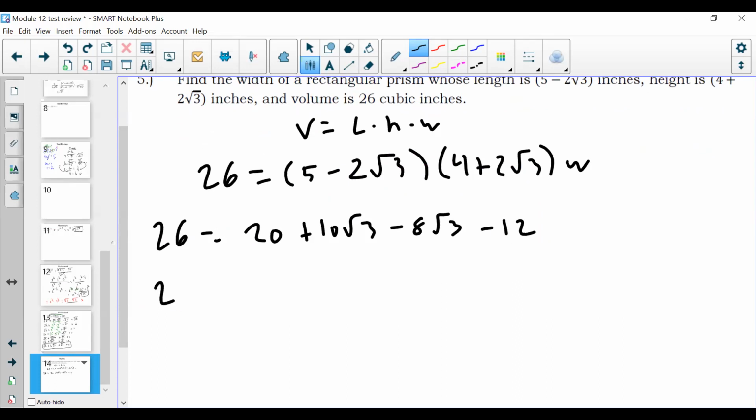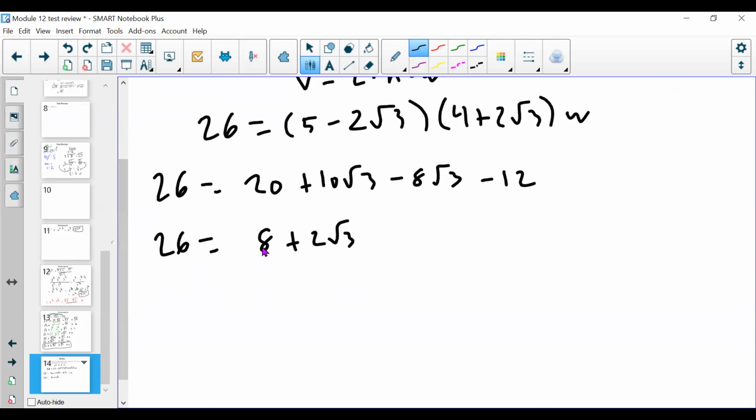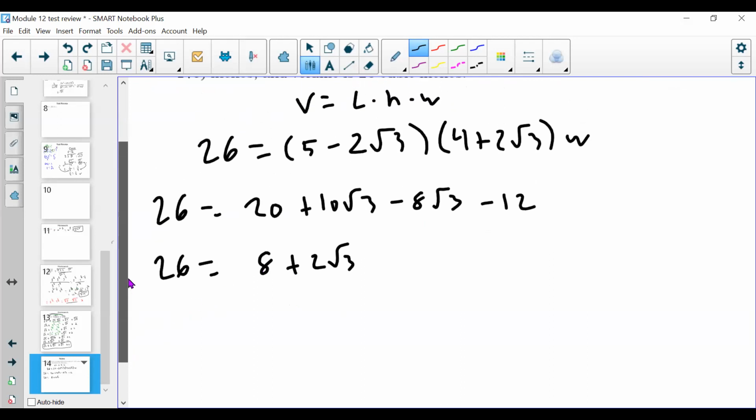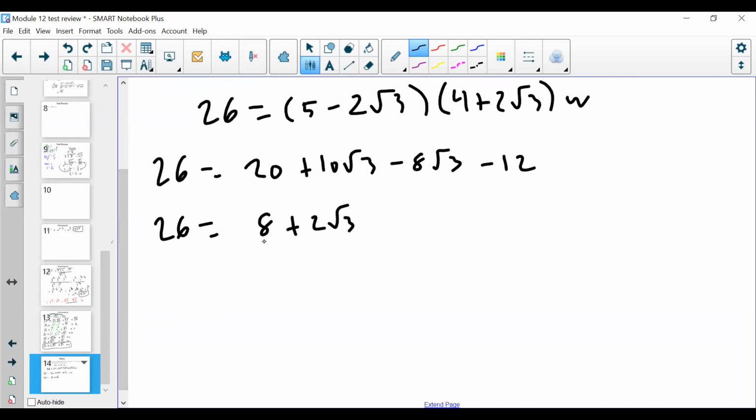We can add like terms. 26 equals 8 plus 2 root 3. 10 root 3 minus 8 root 3 gives you 2 root 3. 20 minus 12 is 8. And then from here, I can subtract 8 over. Or where did the W go? I forgot about the W. There we go. Don't forget the W. So it's all right there. It's 8 plus 2 root 3 W equals 26.